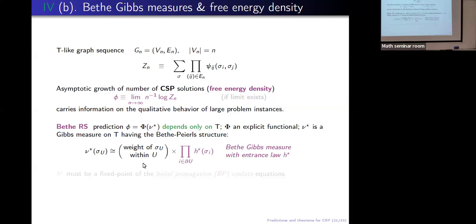And what H star do you choose? Beta even tell you what H star to choose. They said H star must be a fixed point of the belief propagation updating curve. It doesn't tell you which fixed point to choose, but tells you already how to do it. So this is a particular conjecture, which may or may not hold for constraint satisfaction problems, but if it holds, it can tell you also for what parameters this problem will be solved or not, because if the problem has a solution, typically the phi will be positive. If it doesn't have a solution, the phi will be minus infinity. So this Cn will just be zero.